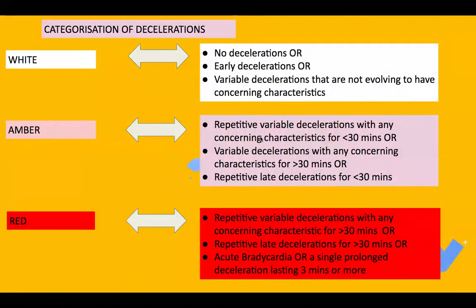So just look at these 2 things and then look at the time. Less than 30 minutes, it is in the amber category. If it is more than 30 minutes, it is in the red category, right? So please, anyone can repeat now these 2 points, variable deceleration and the late deceleration, less than 30, more than 30. Is it clear now? Yes, ma'am. Okay, all right.